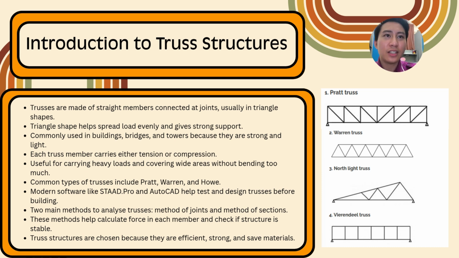The four structures shown here are the Pratt truss, the Warren truss, the third is the North Light truss, and the fourth is the Vierendeel truss. These are examples of the most common types of truss.